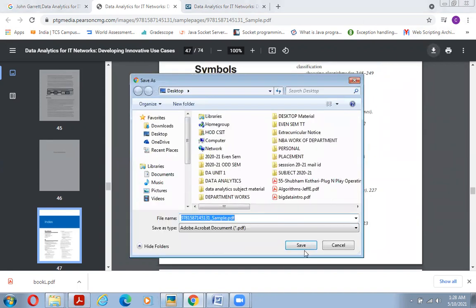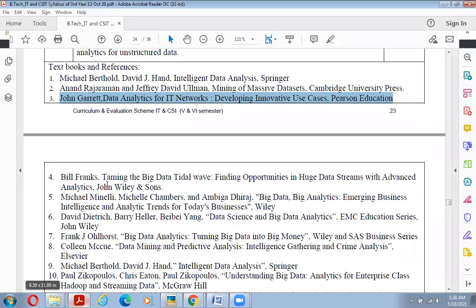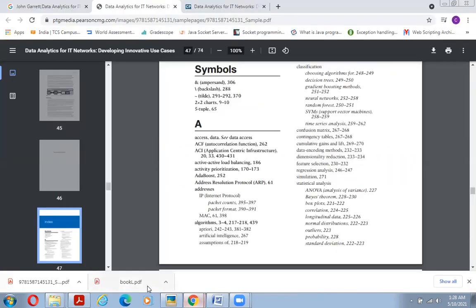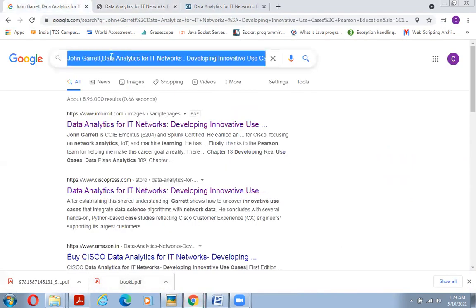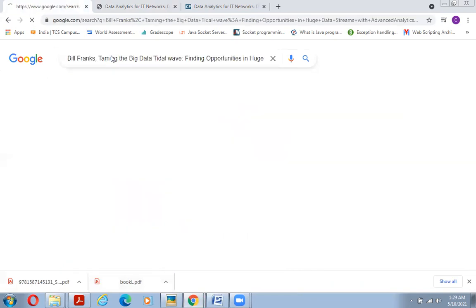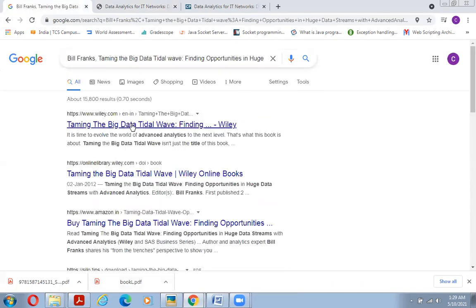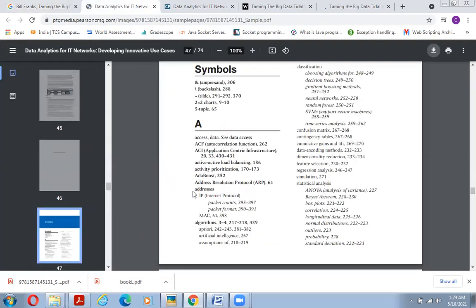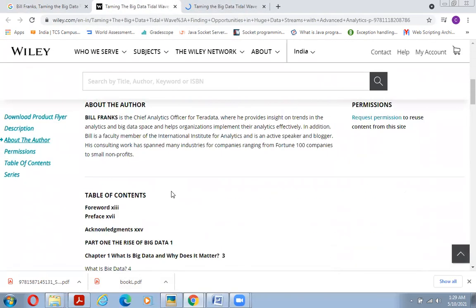Now let's move to the third book, and that is Bill Franks' Taming the Big Data Tidal Wave. Why I'm going to show you all this is because I want to make sure that if you want to understand these concepts, this book is from 2012. You will be able to get those concepts. If you're ready to learn, then the system will help you. And it's a new concept. We need to understand how to get books.